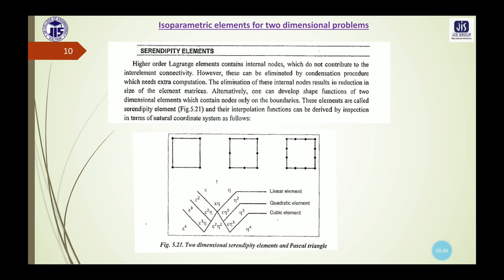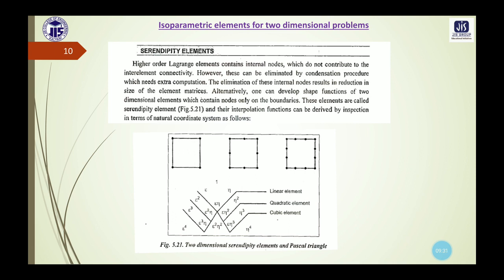Now let us discuss one new topic, that is known as serendipity elements. So what is the serendipity element? The higher order Lagrange elements contain internal nodes which do not contribute to the inter-element connectivity, but these can be eliminated by a condensation procedure, which needs extra computation. The elimination of these internal nodes results in a reduction in the size of the element matrices.